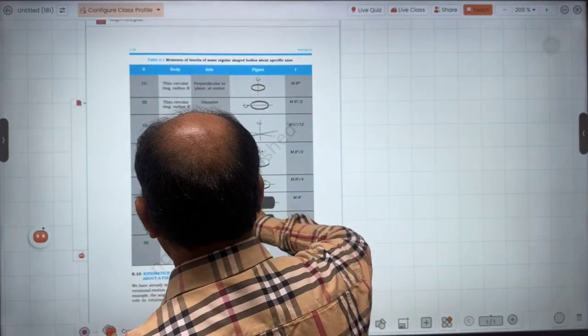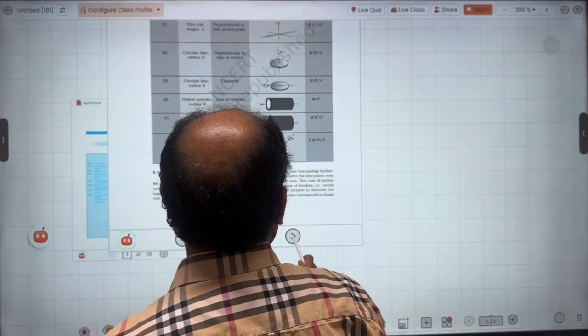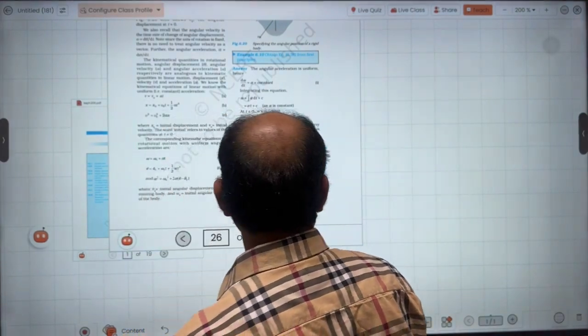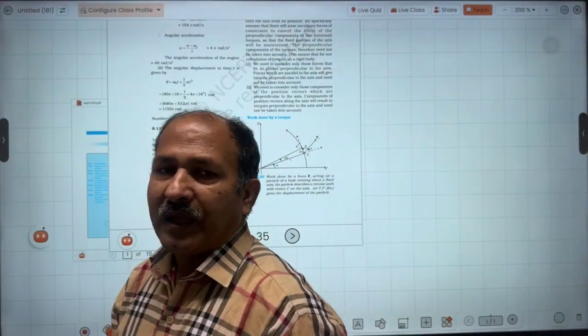So we will continue with the kinematics of rotational motion and other related concepts in the next lecture.